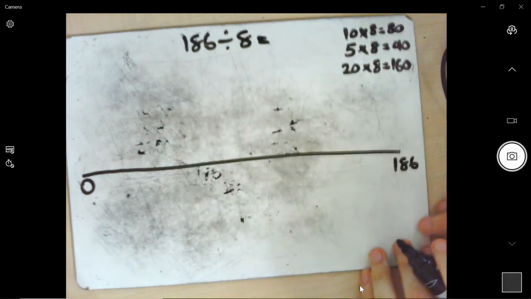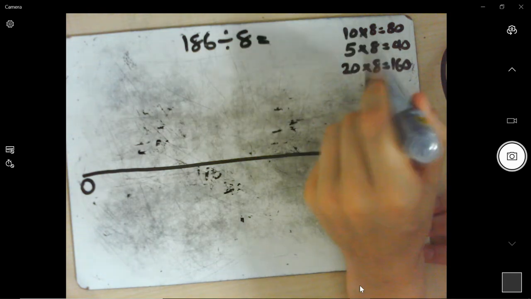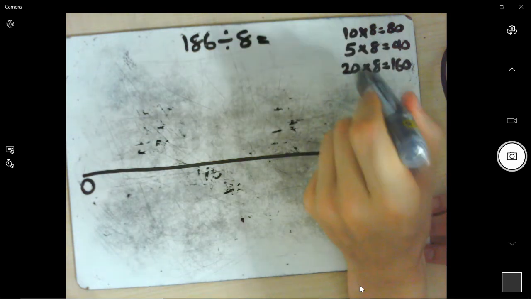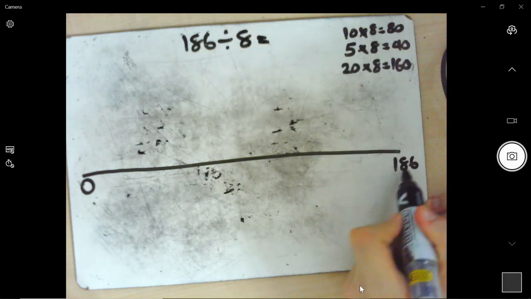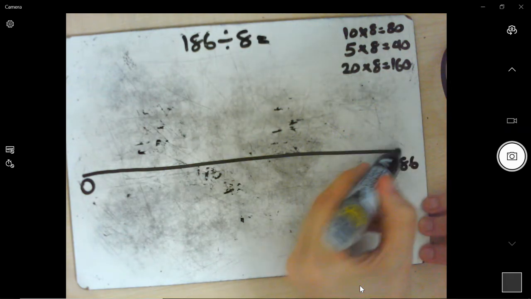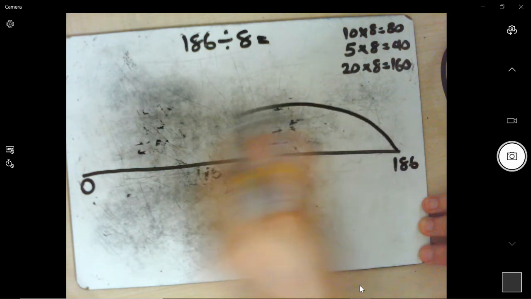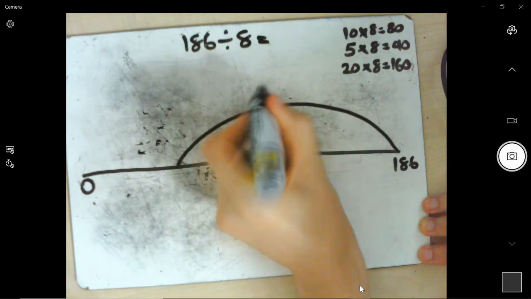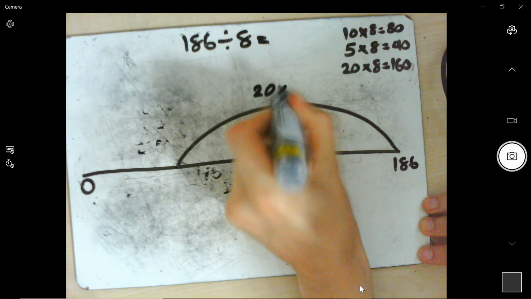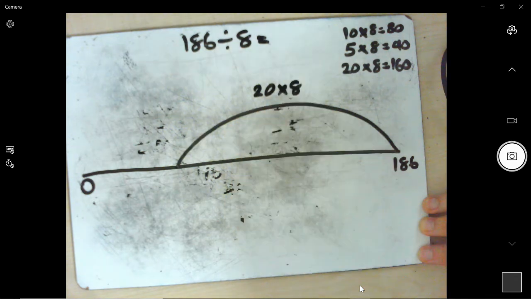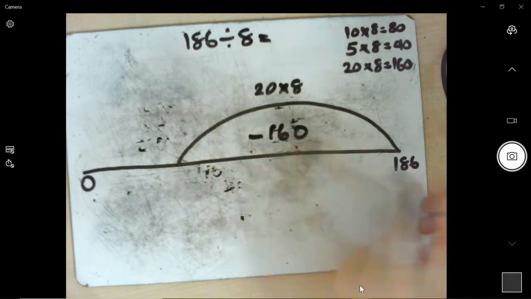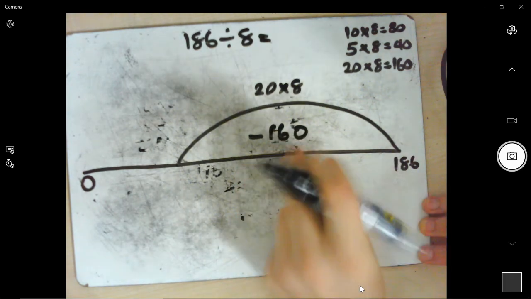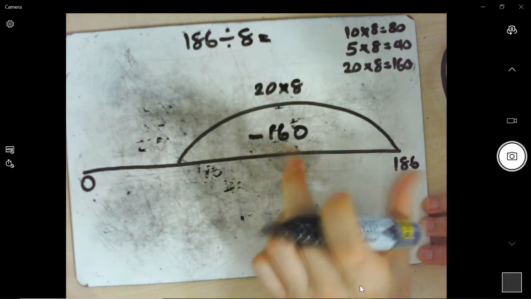Okay, first step. Which fact am I going to start with? I reckon 20 times 8 is 160, which is very close. So I'm going to start with that. I'm going to subtract 20 groups of 8, which is 160. 186 take away 160. The difference.